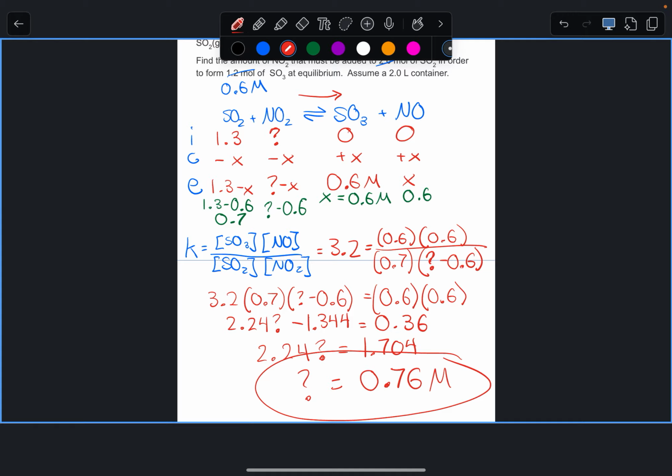A lot of the ICE tables are just like, here's your starting amount, change, equilibrium, solve for X, whatever. This one takes a little bit different type of thought pattern to recognize that you actually know what the change is in this case because you're given an equilibrium amount. I think we did one more like this at the very beginning of when we started doing ICE tables.